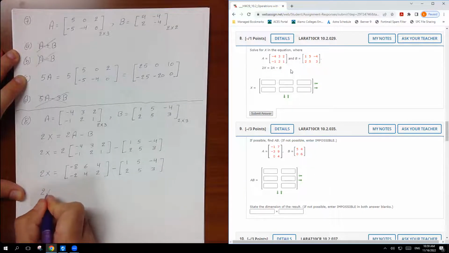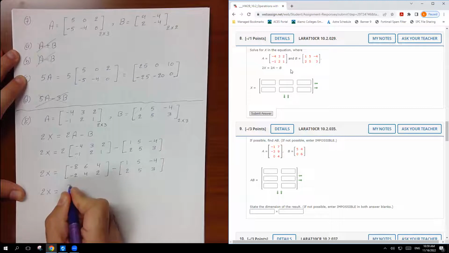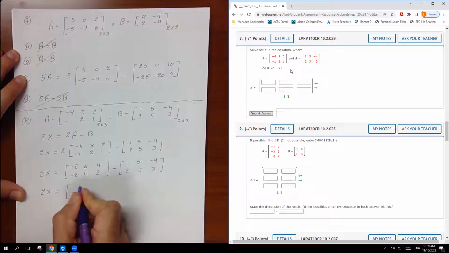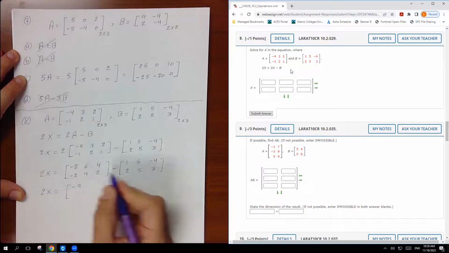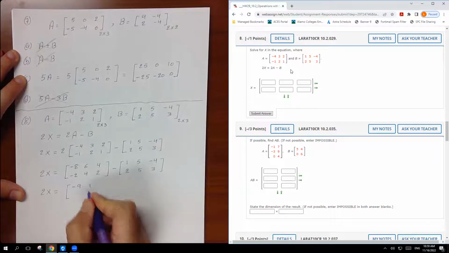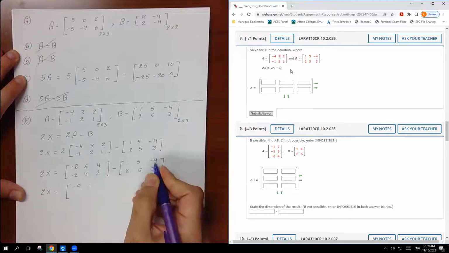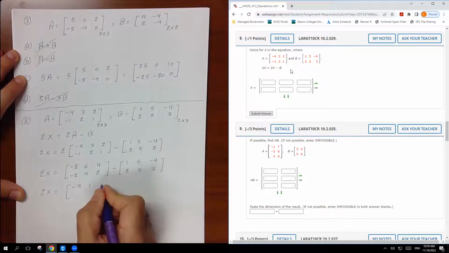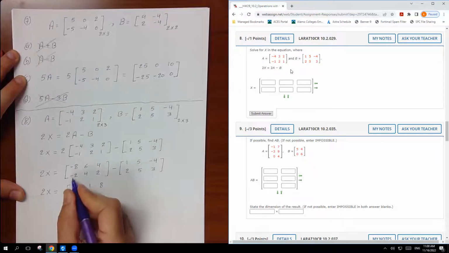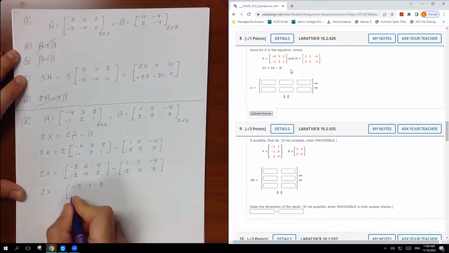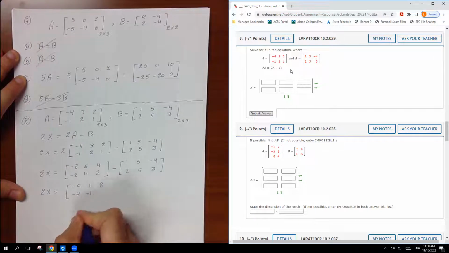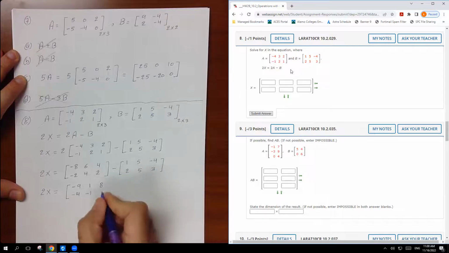That means 2 times x is going to be equal -8 minus 1 is going to be -9. 6 minus 5 is going to be 1. 4 minus -4, 4 minus -4, so it's going to be 4 plus 4. That means 8. Now -2 minus -2 is going to be -4. So be careful when you do the math. 4 minus 5 is going to be -1. 2 minus 3 is going to be -1.